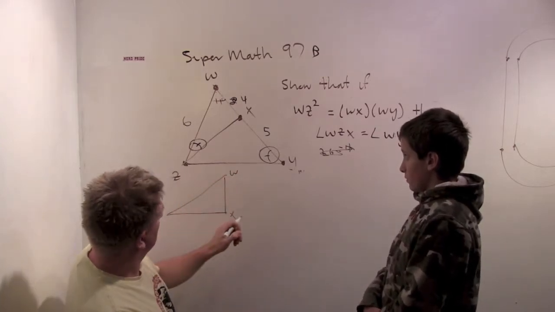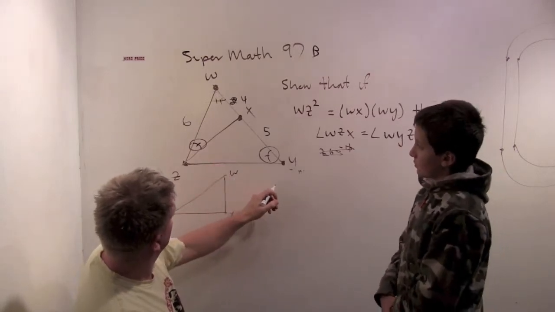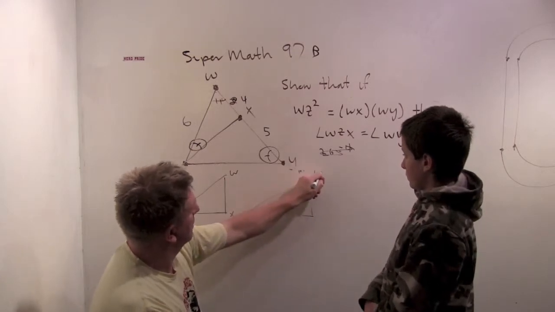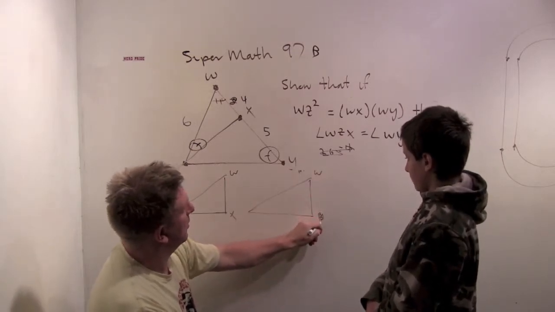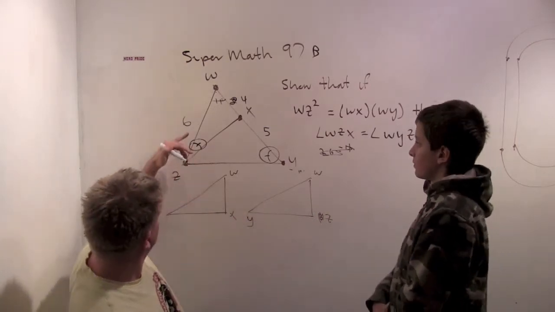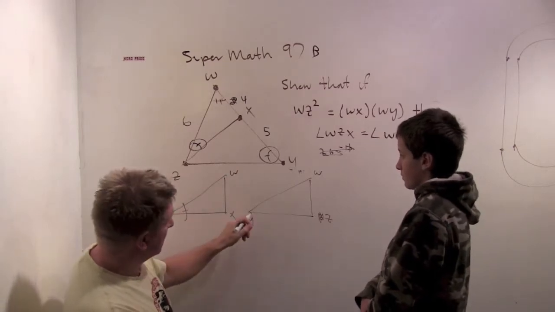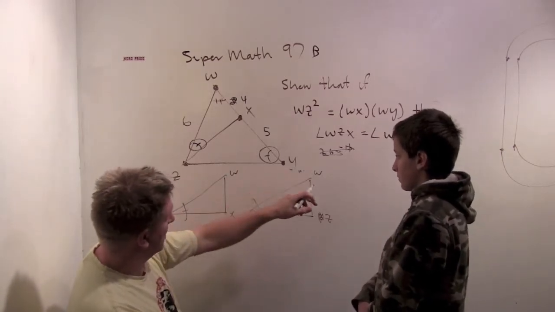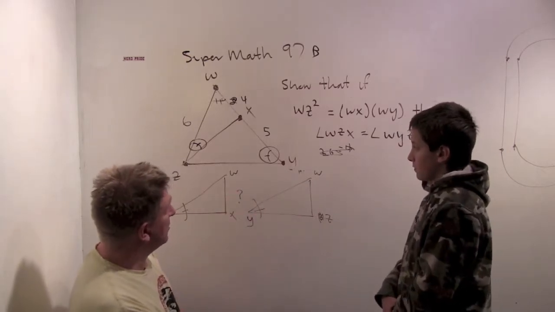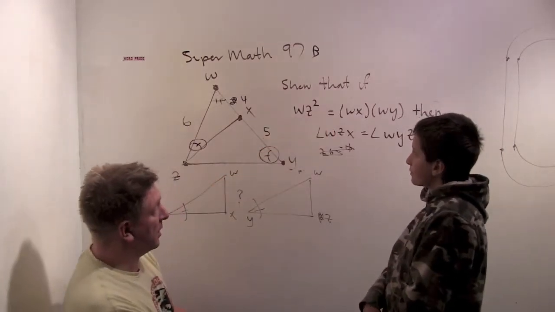WXZ is going to be similar to this triangle, WZY. Right? Yeah. Not Y, WZY there. Because we're trying to show that this angle WZX is equal to angle WYZ. Okay? And that's the question mark. But what we do know is this relationship. WZ squared equals WX times WY.